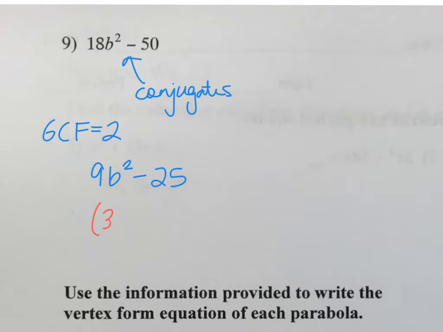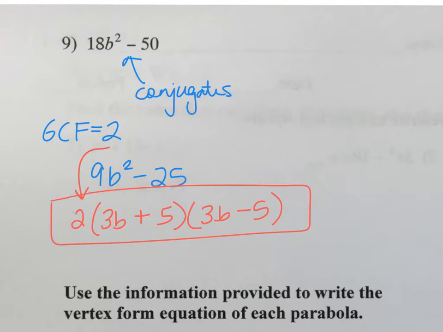So that's going to give me 3b and 3b. And then negative 25 will be plus 5 minus 5. GCF comes down. And then we have a root for every variable that you see. So there's a root here, negative 5 over 3, comma 0. And here is positive 5 over 3, comma 0. Remember, that's over 3 because this 3 would have been coming up from the bottom.